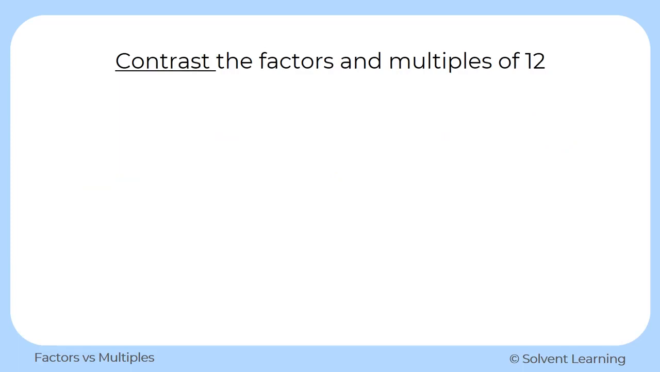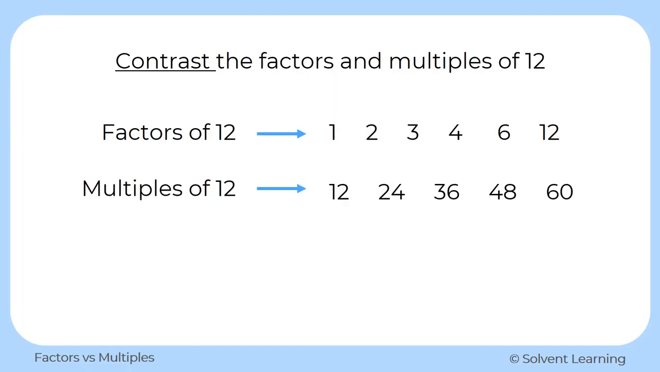Now let's contrast the factors and multiples of 12. So we list out those factors and multiples, the same list that we had before. But when we're contrasting things, we want to see what their differences are. So we already saw that both lists have the number 12 in common. So let's see what's different about them. Well, basically, all the other numbers are going to be different. So for the factors, we have the numbers 1, 2, 3, 4, and 6. None of those will appear as multiples, so that's something that's different.